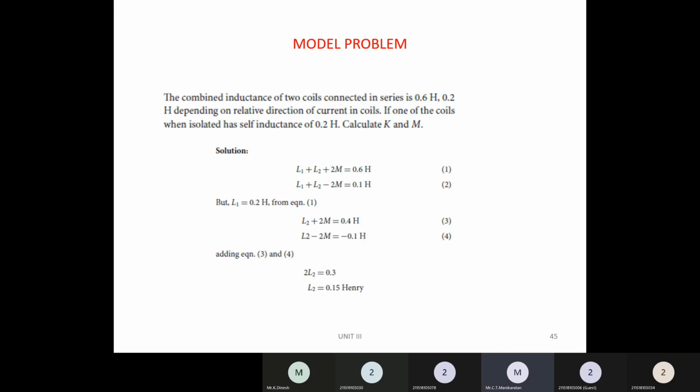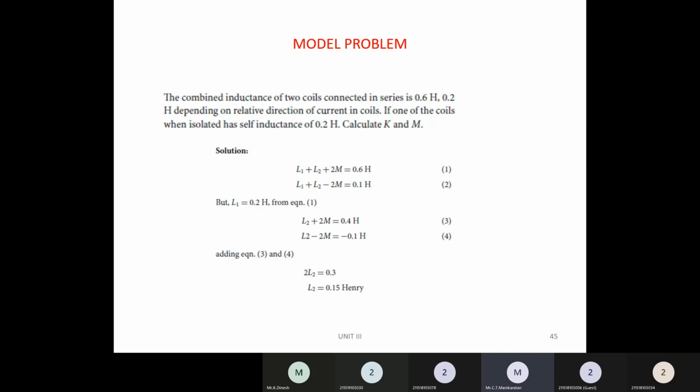So we can see a model problem here. The combined inductances of two coils in series are 0.6 Henry and 0.1 Henry, depending upon the relative direction of current in the coils. If one of the coils, when isolated, has a self-inductance of 0.2, calculate K and M. For one connection, series aiding is 0.6 and for series opposing it is 0.1. Also they have given one self-inductance as 0.2. Let us assume L1 equal to 0.2. We can find out L2 there.